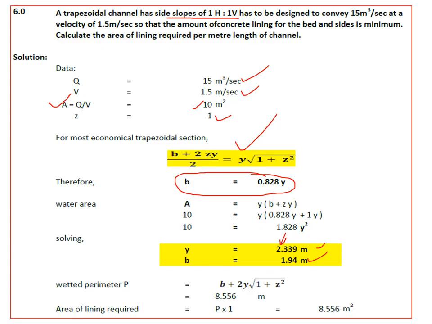Also calculate the area of the lining. You should calculate the perimeter: b plus 2y root of 1 plus z square. Knowing b, y and z, you can calculate the perimeter. Perimeter into 1 will give the area of the lining required. So this is how you solve the problem.